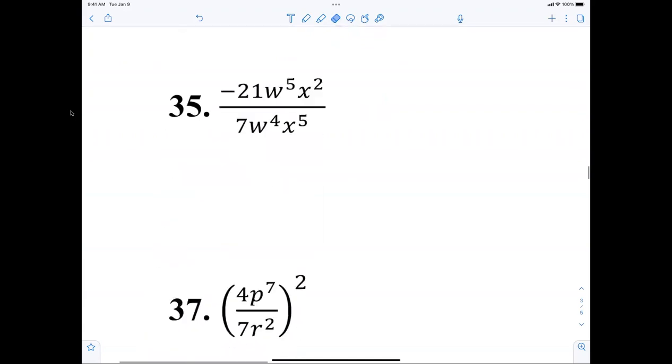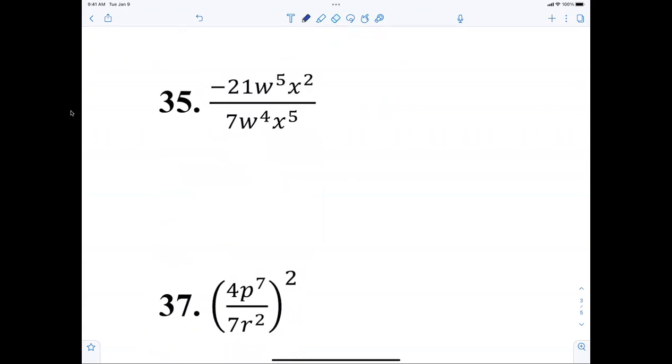All right, 35. Give me some help here, please. Do the numbers first. You are right. -3. Beautiful. Now what? Right? And it's X.